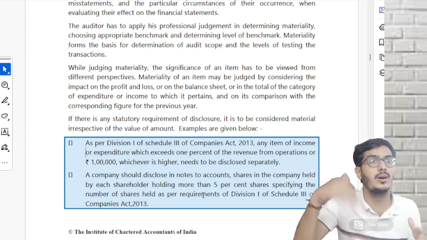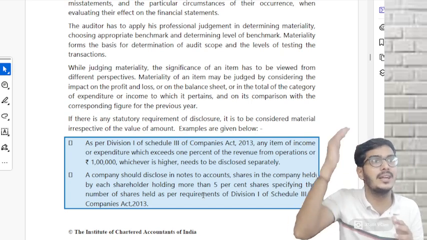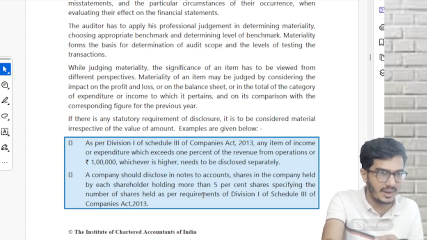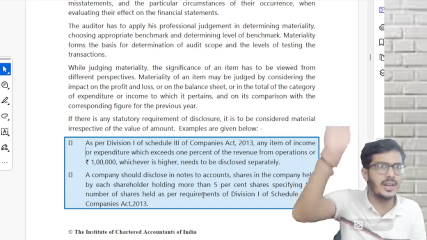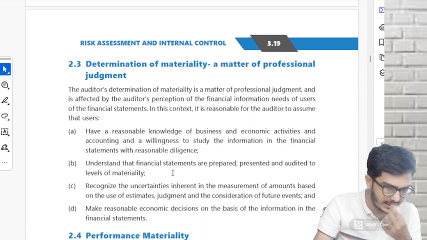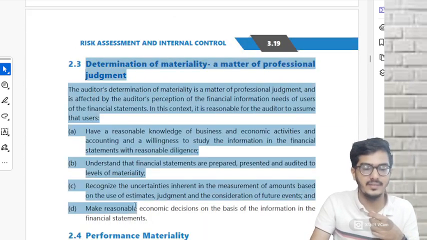For example, the auditor has set up a materiality level of more than 10 percent. Can you ignore this? This is as per the Companies Act. I've told you, okay, 5% or more you have to show it. If you have 10%, you follow that also, not a problem. But 5% you have to follow it. Understood? Again, this is very simple.